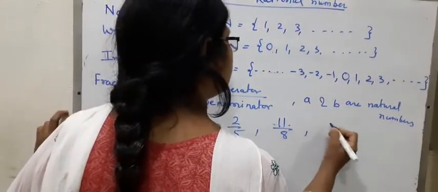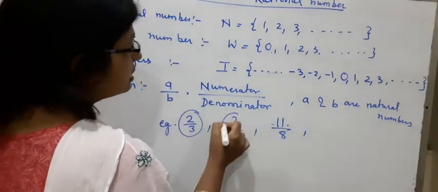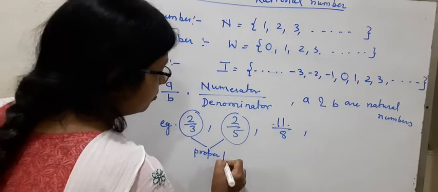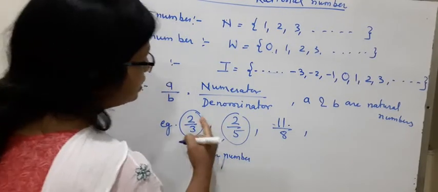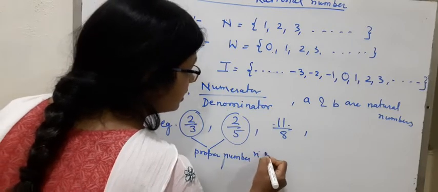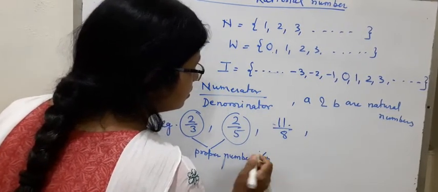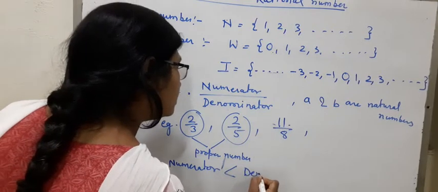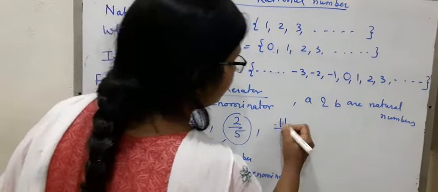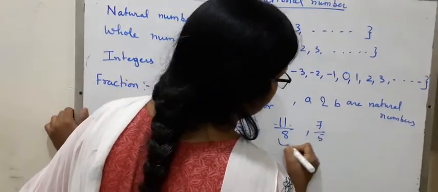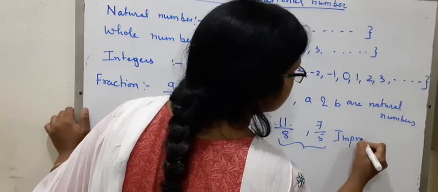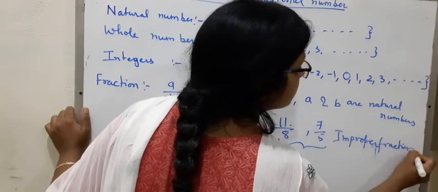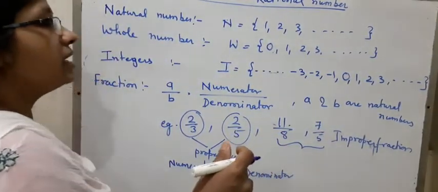Eleven by 8. The 2 by 3 and 2 by 5 are proper fractions, when the numerator is less than the denominator, and 11 by 8, 7 by 5 are improper fractions.